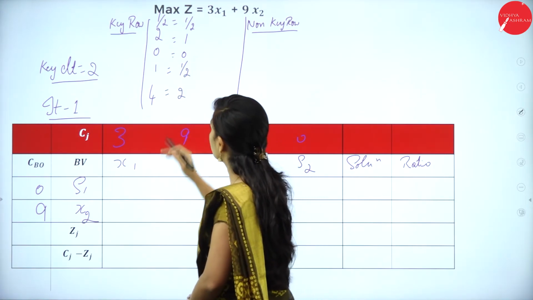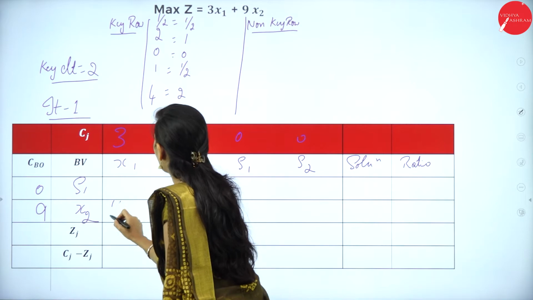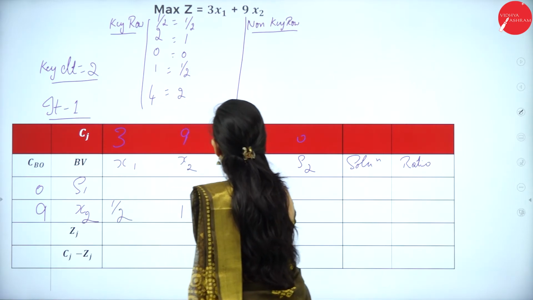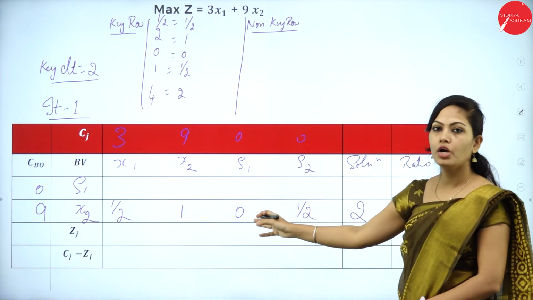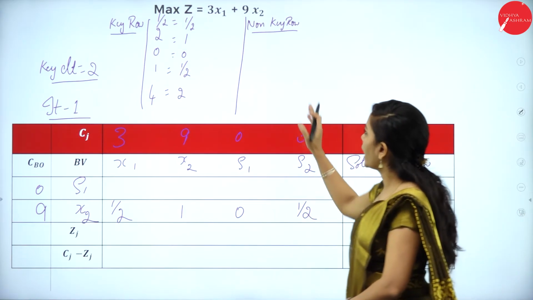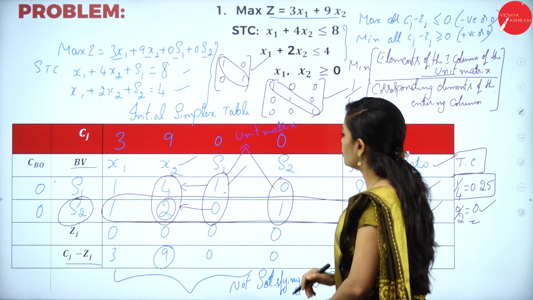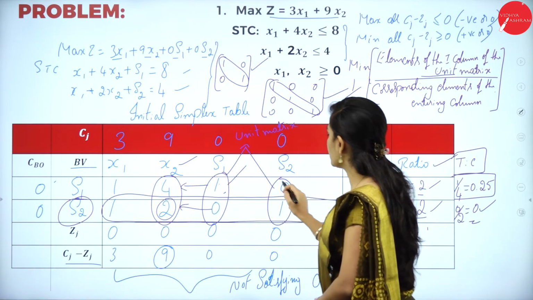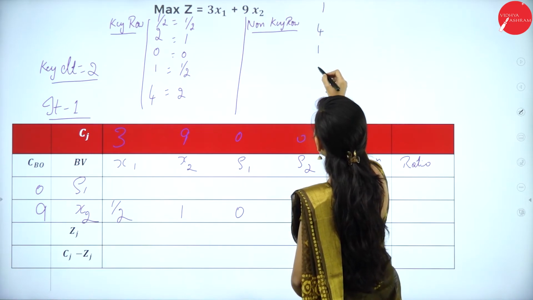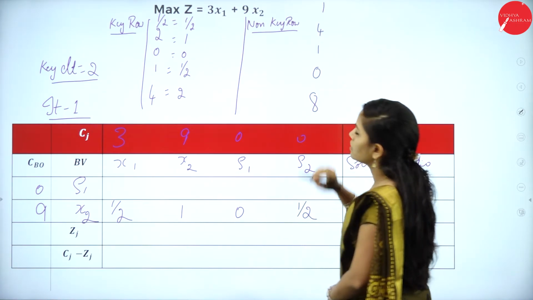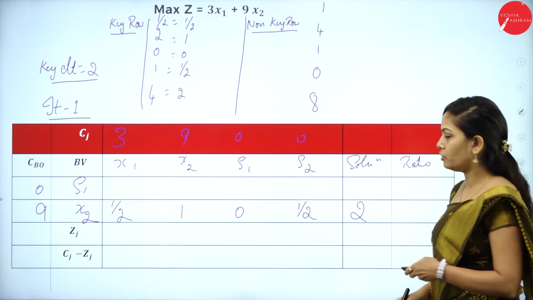So now I will write the new values: 1 by 2, 1, 0, 1 by 2 and 2. So these are the new values. Now list all the non-key row values: 1, 4, 1, 0, 8. So now find out the new values.